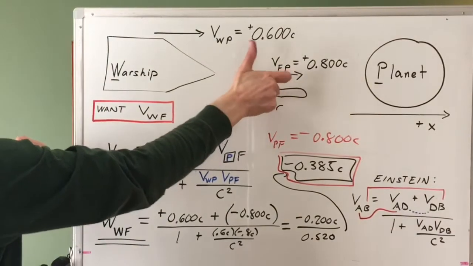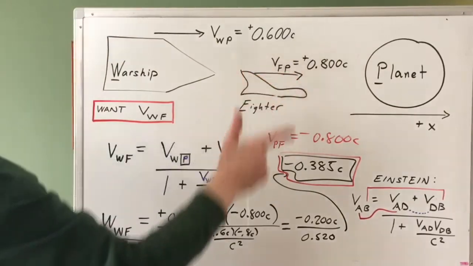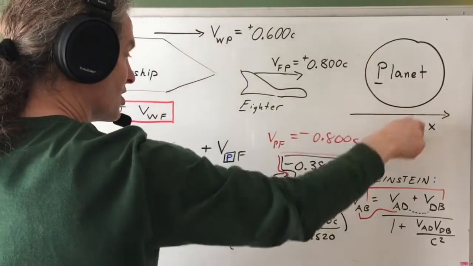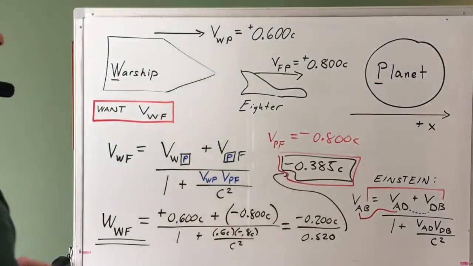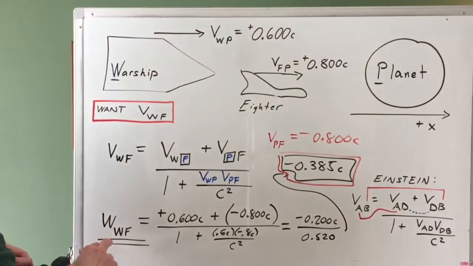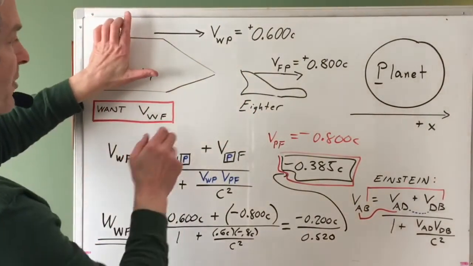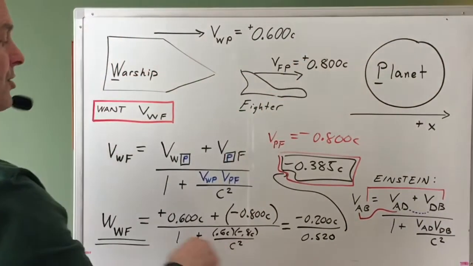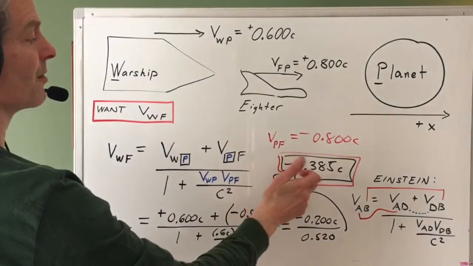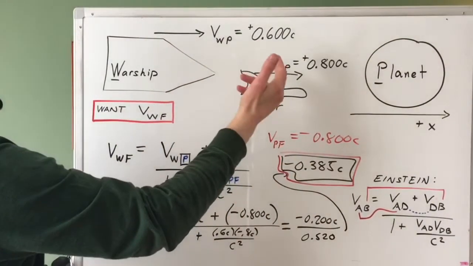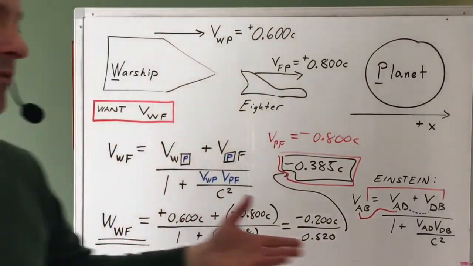So if you imagine here's an x coordinate, here's a y coordinate, here's my coordinate system. The velocity of the warship relative to the fighter is to the left, but the positive direction in my coordinate system is to the right. So the velocity of the warship relative to the fighter has to come out negative. We could turn it around. The velocity of the fighter relative to the warship, well, from the warship's perspective, the fighter should be pulling ahead, so we would flip the subscripts. If the velocity of the warship relative to the fighter is minus 0.385 c, the velocity of the fighter relative to the warship would be positive 0.385 c. All right, so hopefully that helps.